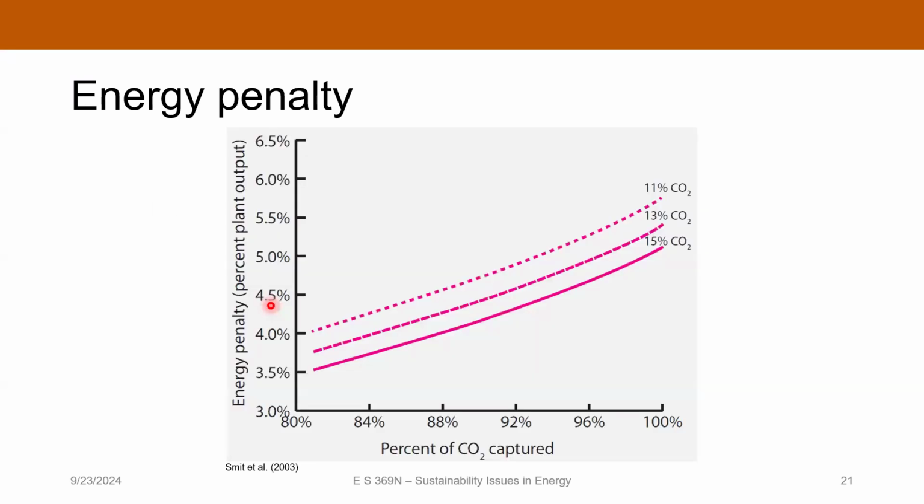And just to give you some idea of what that energy penalty might be, this would be for a typical natural gas combined cycle power plant. If you are capturing 100% of the CO2 that's coming out of your power plant, depending on how much CO2 is in your flue gas stream, you can be looking at something between 4.5% and 5.5% of the total energy output just being used for the separation.